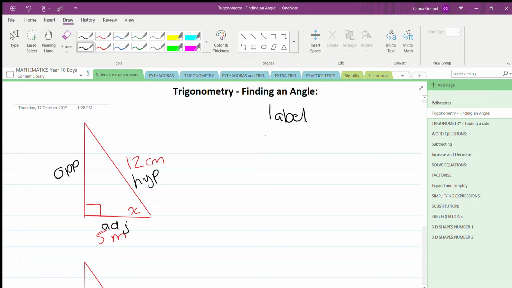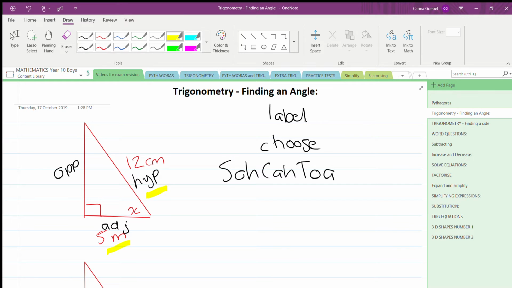You're then going to choose which two sides you'll be using. You always use two sides. We'll be using the hypotenuse and the adjacent because those two sides are known to us. So if you write down your trig ratios, SOH CAH TOA, the trig ratio with both A and H in it is CAH, cos.